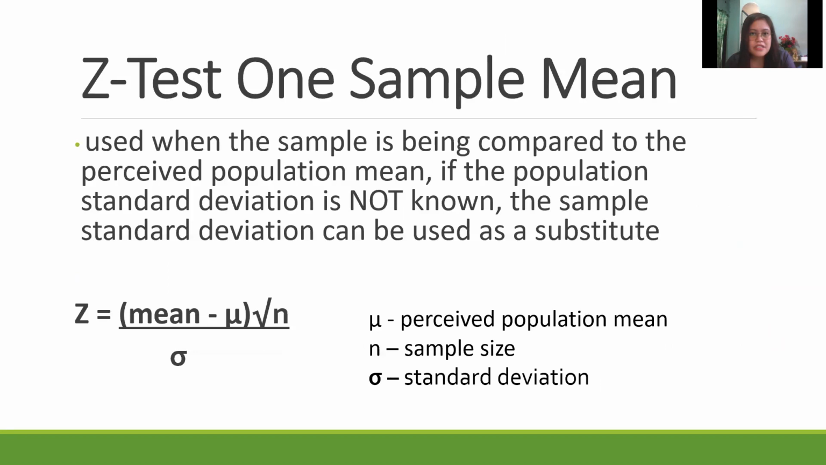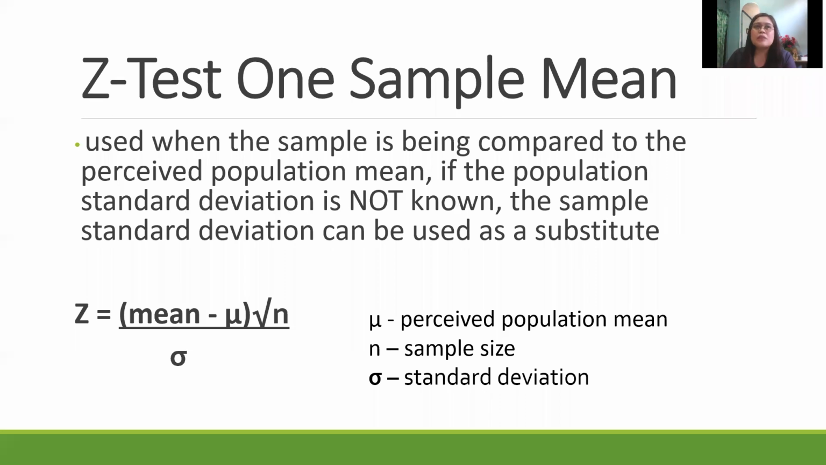We have two types of the z-test, the one sample mean and the two sample mean. Sa one sample mean na z-test, you will be using this if you have an idea or you have an information about the population mean. So, pag naa ay population mean, then you will be using the one sample mean z-test. Kasi isang sample lang ito, tapos i-compare mo lang siya sa given na perceived population mean. And then you will also use this if you have the standard deviation.